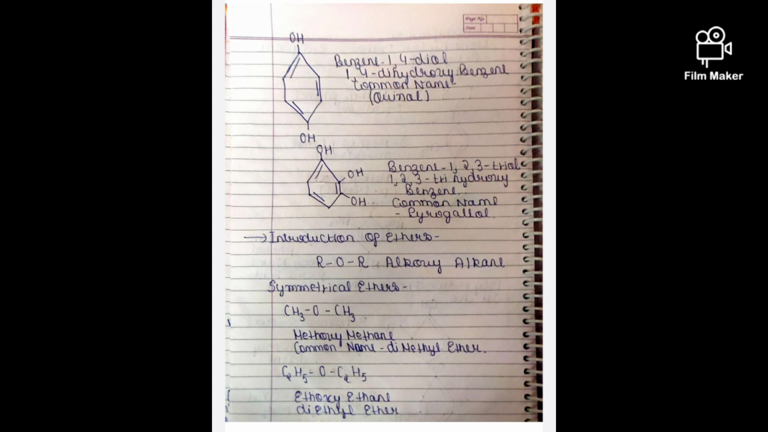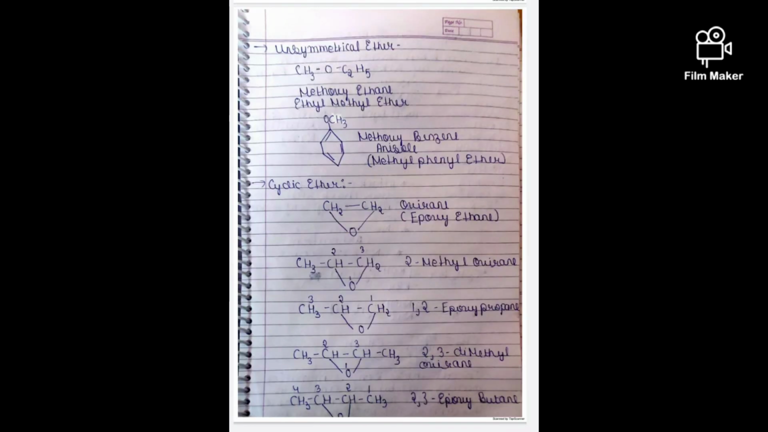Now let's talk about unsymmetrical ether. In unsymmetrical ether, we write oxy with the group which has the lower number of carbon atoms. Here we have methyl and ethyl, so we write oxy with methyl. So methoxyethane is the IUPAC name for this unsymmetrical ether. Then we have the common name, ethyl methyl ether.